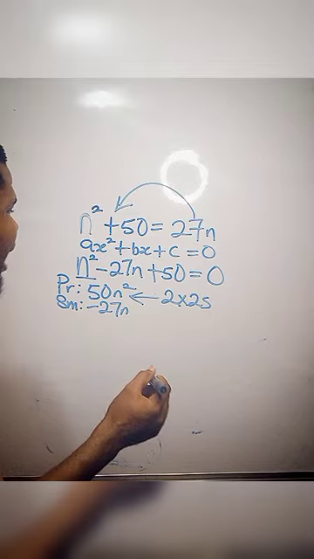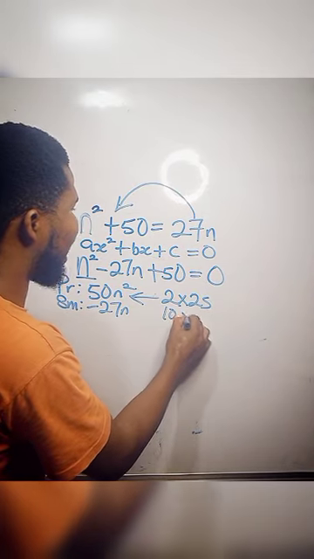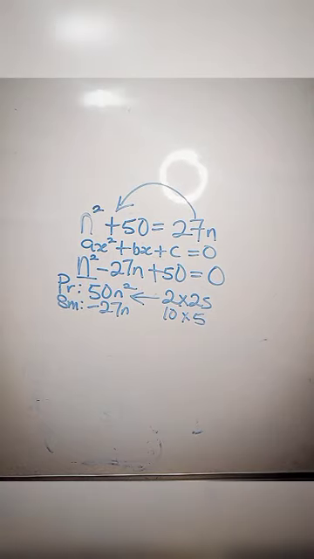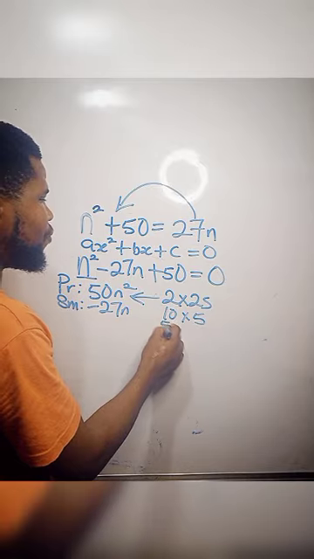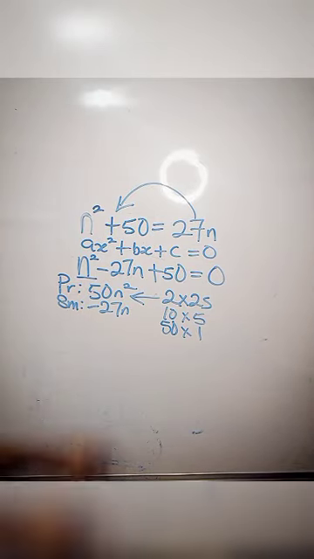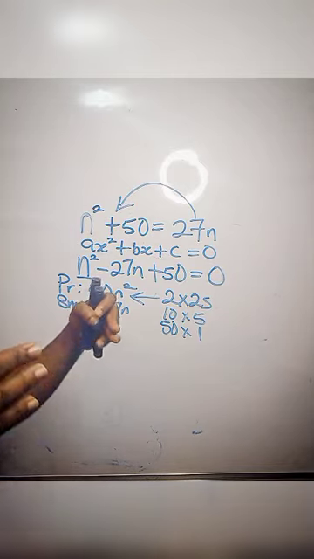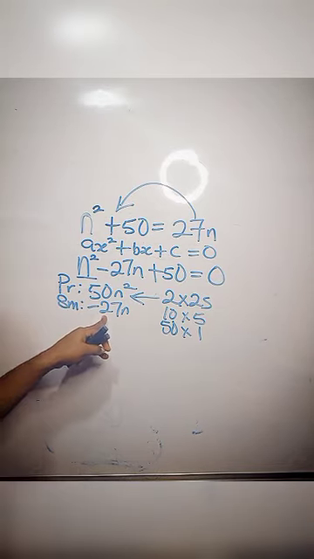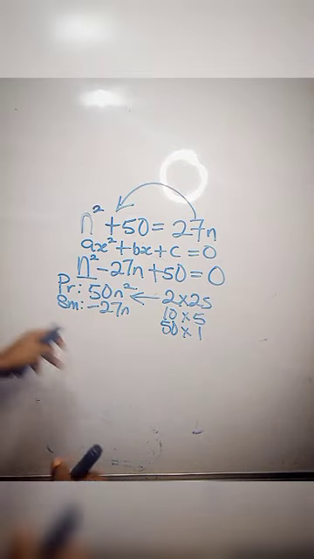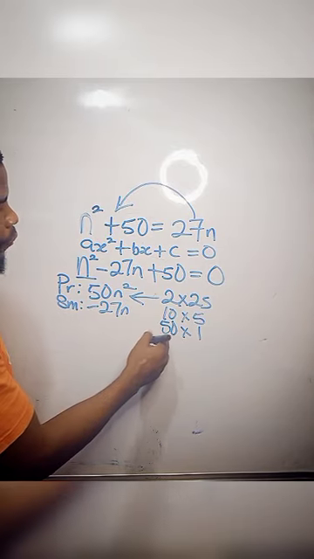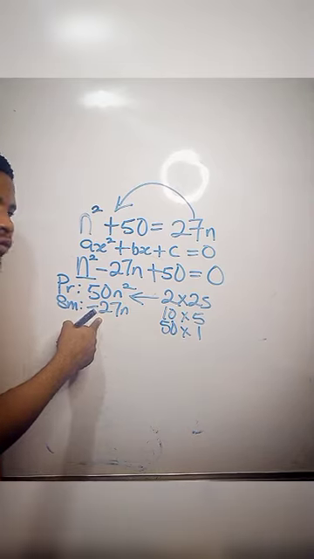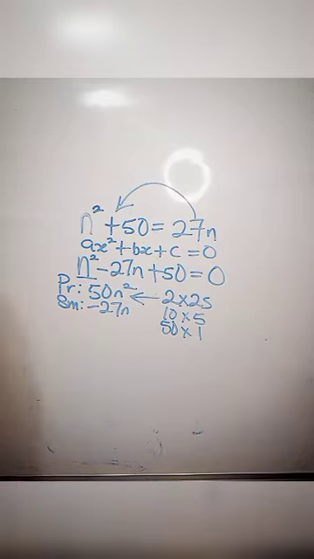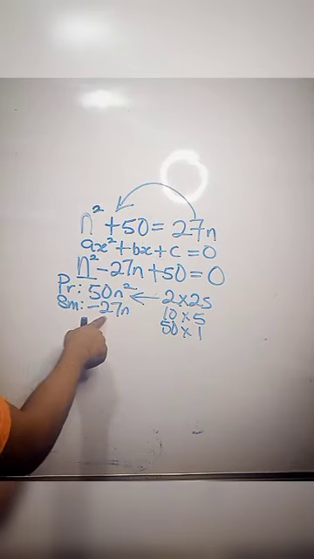Alright? What are other numbers? We have 10 times 5. 10 times 5 will give us 50. Do we still have any other number? Yes, 50 times 1 will give us 50, right? Now, which of these numbers are we going to add so that we can get 27? So 50 plus 1 cannot give us 27. 10 plus 5 cannot give us 27. So it is 2 plus 25. 2 plus 25 will give us 27.